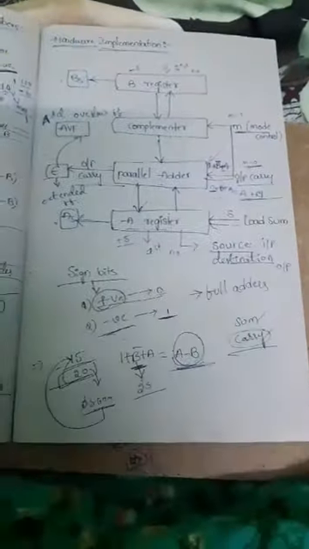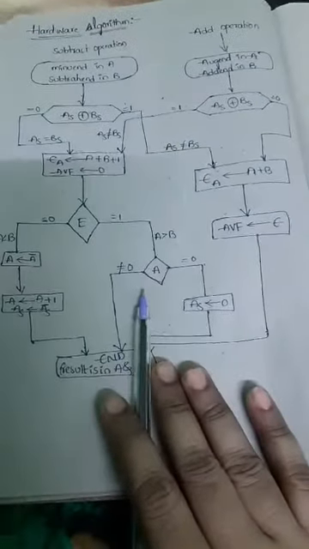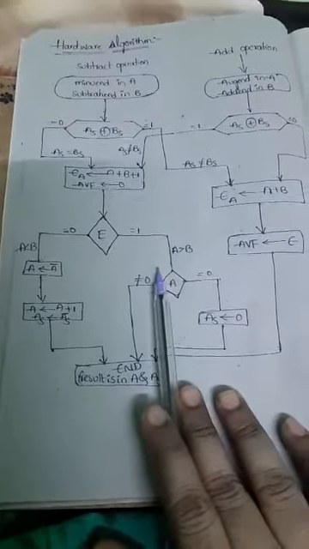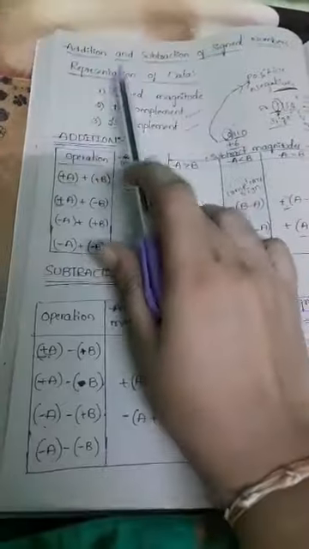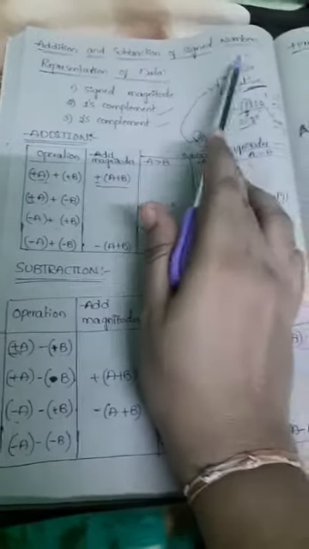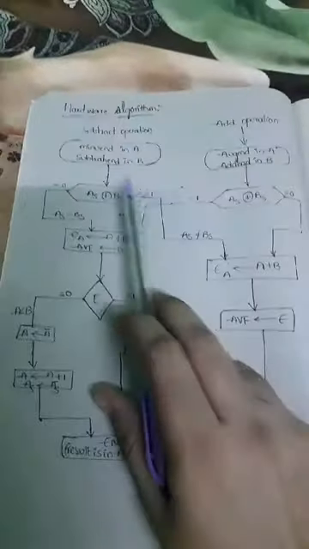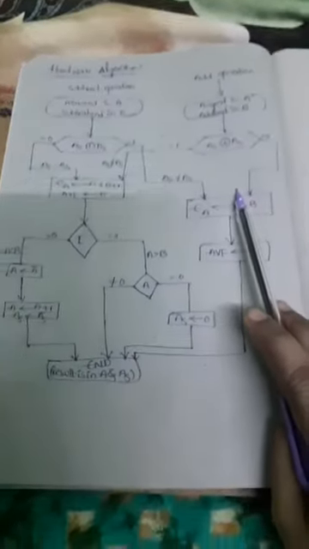Okay, so now after the hardware implementation, we'll go with the hardware algorithm. Let's see the hardware algorithm. This is the flow chart. By using this flow chart, we can perform addition and subtraction of signed magnitude numbers. Here we have two types: a separate procedure for the subtraction operation, and a procedure for the addition operation.